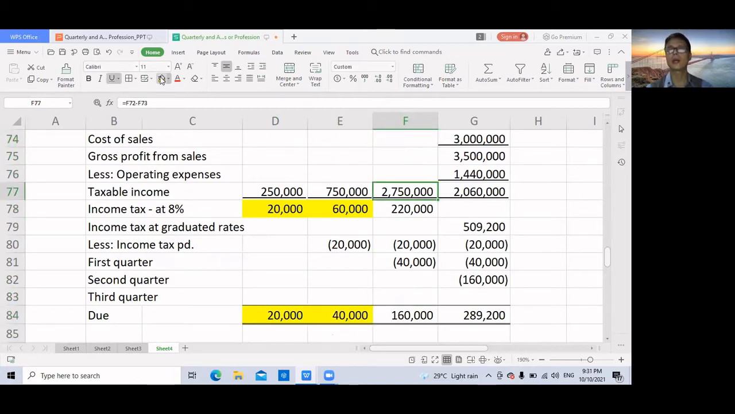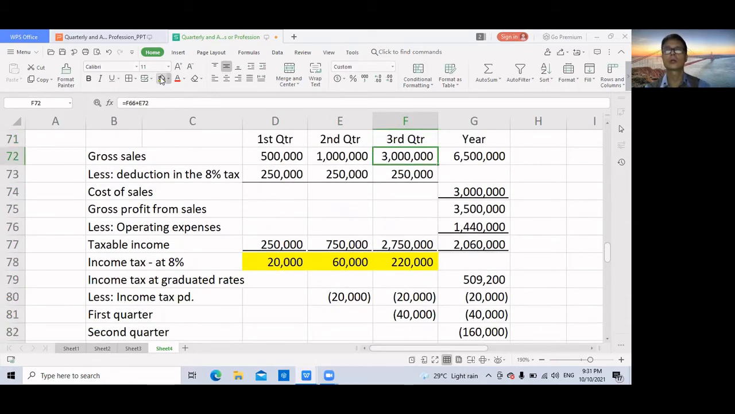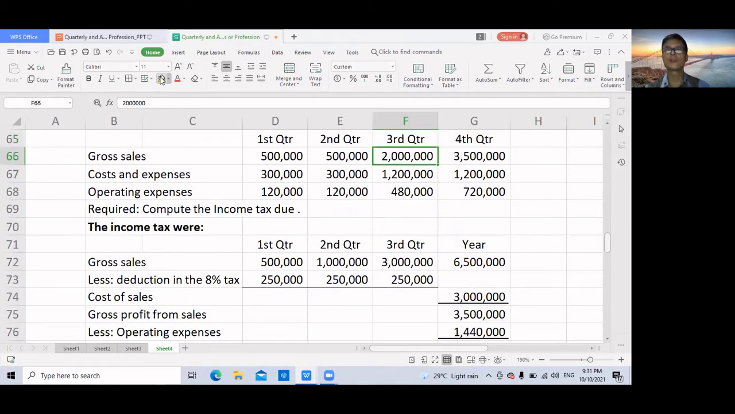Now for the third quarter, we have a tax of 220,000. Napansin nyo, cumulative na to, itong ginagawa natin dito. The third quarter has 2 million na gross sales. Inadd natin yung 500,000 sa first quarter and sa second quarter, kaya 3 million. Pero yung deduction niya, automatic na 250,000. Kung mapapansin mo, hindi pa siya nag-exceed ng 3 million. So pwede pa siya doon sa 8% na tax rate. Kailangan kasi mag-exceed para ma-disqualify.